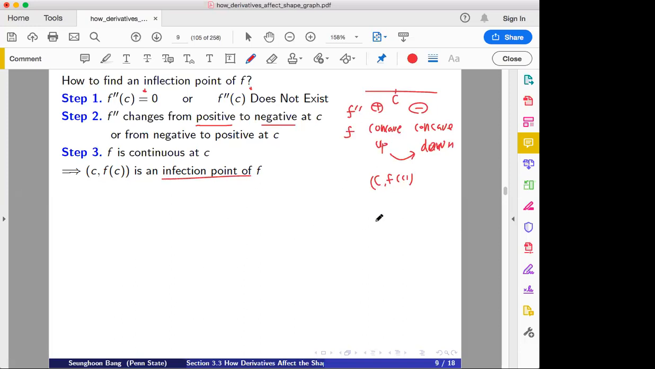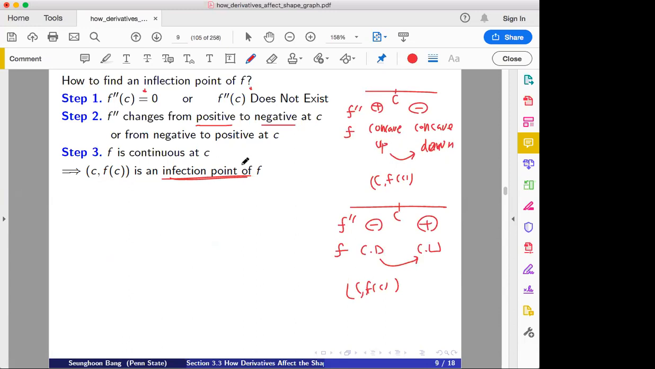This is the idea. Similarly, at C here, the second derivative goes from negative to positive. What's that? The graph of f is concave down, then the graph of f is concave up. The concavity changed at C. C, f of C is an inflection point. This is the whole idea for finding inflection points.